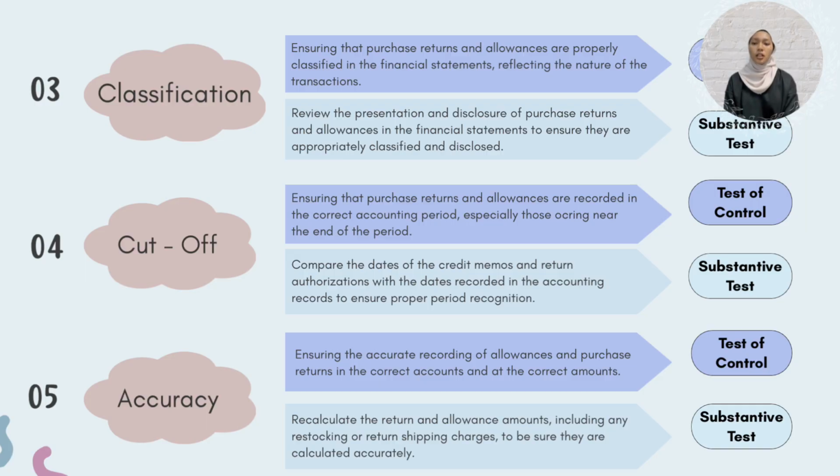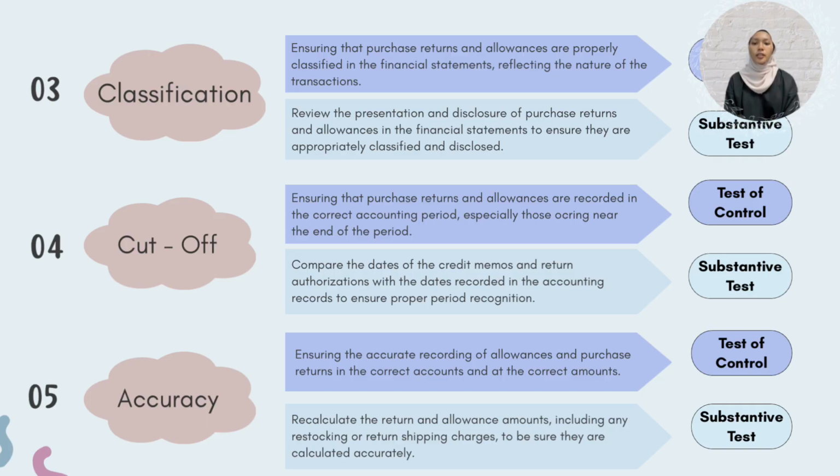Fourth, cut-off. Test of control: ensuring that purchase returns and allowances are recorded in the correct accounting period, especially those occurring near the end of the period. Substantive test: compare the date of the credit memo and return authorization with the date recorded in the accounting record to ensure proper period reconciliation.